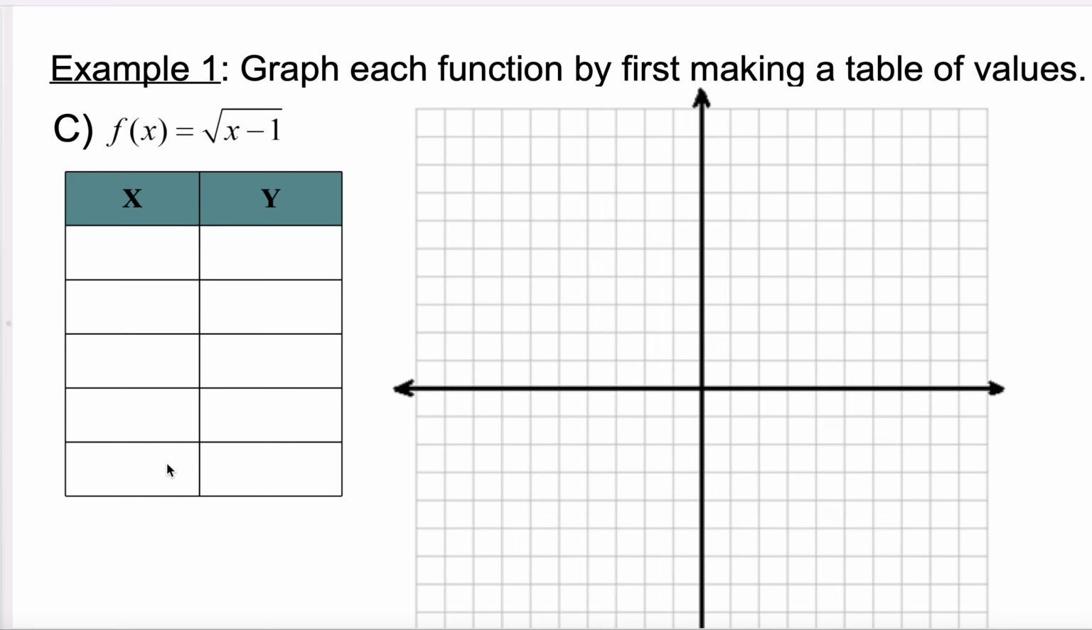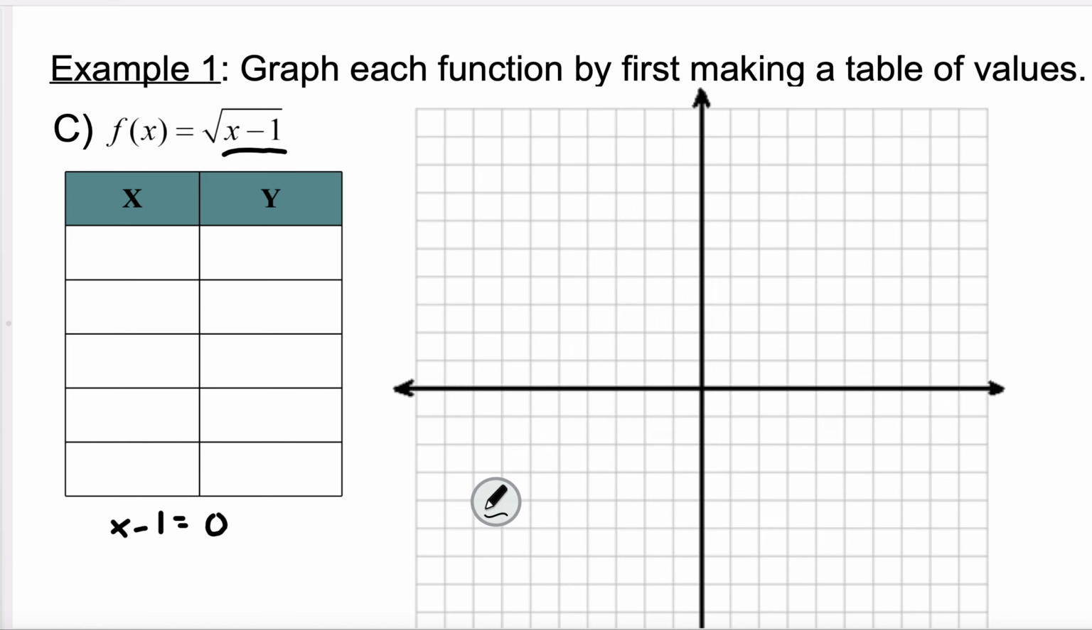So now we have another graph we want to do here. This says graph each function by first making a table of values, and our function here looks like it's a square root function. Now this one's a little bit more particular here because you want to take what's underneath your square root there and you want to set it to 0. You don't want to pick -2, -1, 0, 1, 2.